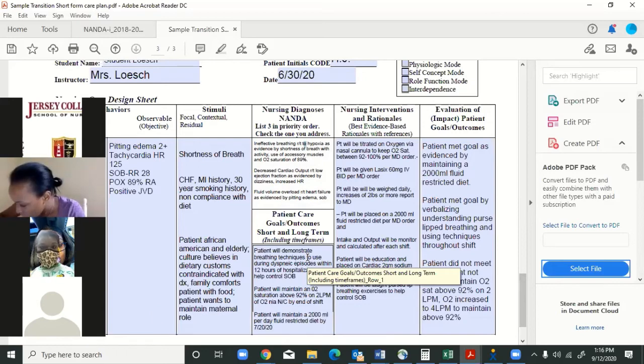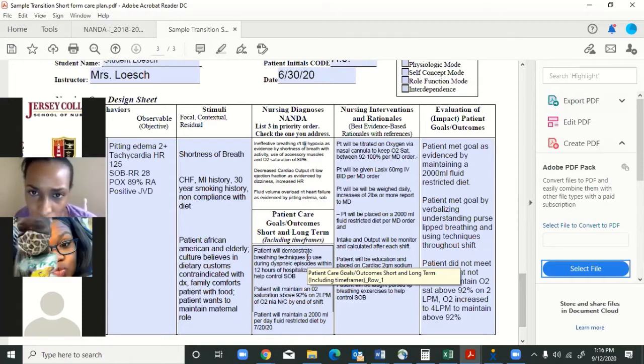Okay. And it should be married together. You see, this is married together, because if I do this, it's going to help this. And some of these interventions may help some of those other nursing diagnoses as well. But everything should be correlated towards your priority nursing diagnosis.